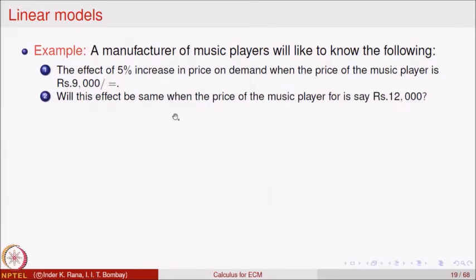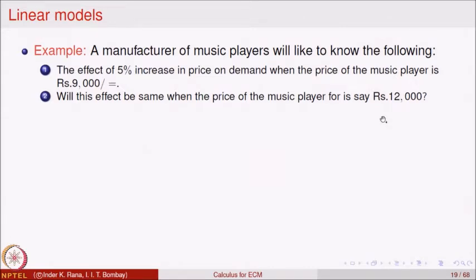Will the effect be the same if the price of the music player, say, is 12,000? See, what he is interested in is when the music player is selling for 9,000 and there is an increase of 5%, whether the demand will go up or go down. That is one question. And the second is when the music player is selling for 12,000, at that price if he increases the price by 5%, what will be the effect of this on the demand of the music player in the market?